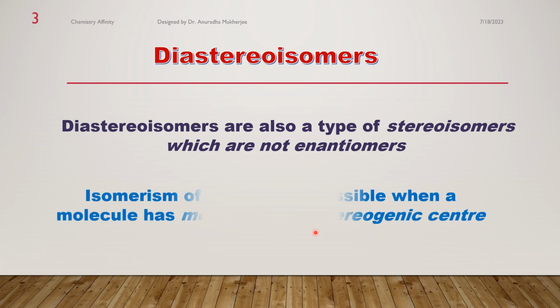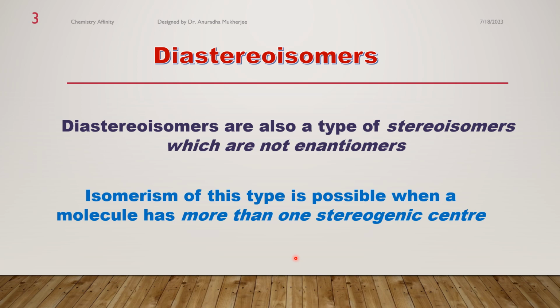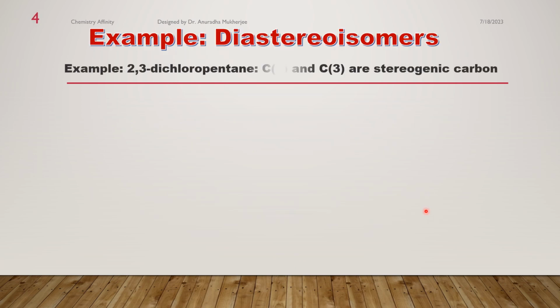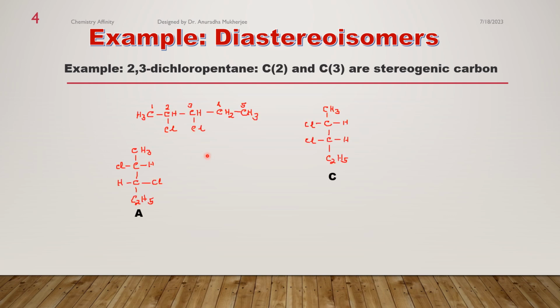Diastereomers are a type of stereoisomers. This type of isomerism is possible when a molecule contains more than one stereogenic center. Now we'll explain the diastereomers using an example, 2,3-dichloropentane. We can draw the 2,3-dichloropentane as a Fischer projection. So we have drawn two structures, A and C.